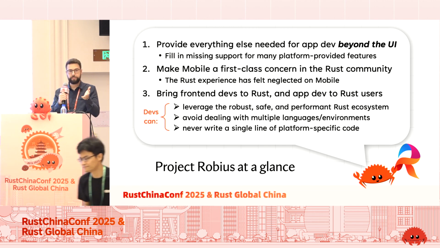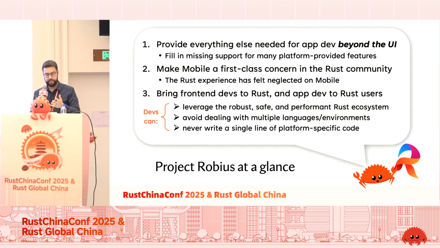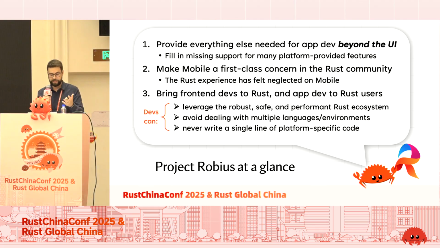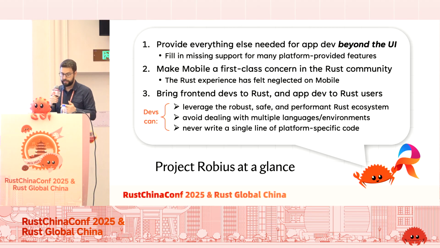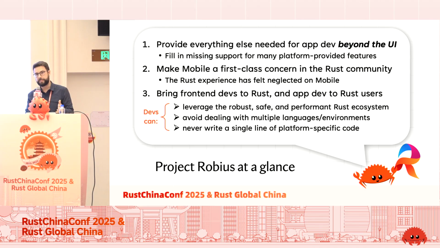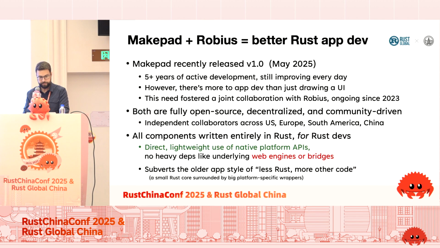Okay. So the goal of Project Robius and Makepad together is to bring front-end developers into the Rust ecosystem and then also bring the world of app development to existing Rust developers. So the idea is that developers would be able to leverage the robust, safe, and high-performance ecosystem that Rust offers. They never have to deal with multiple different languages or environments, like FFI bridges to something like Qt, and they never need to write a single layer of platform-specific code.